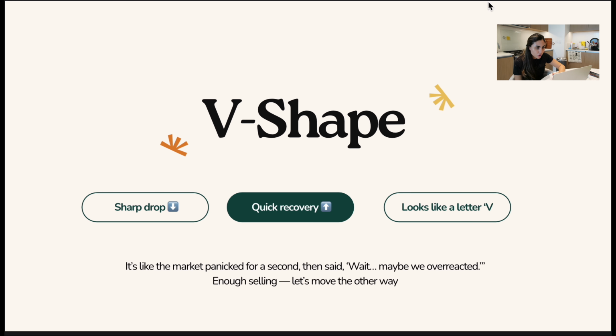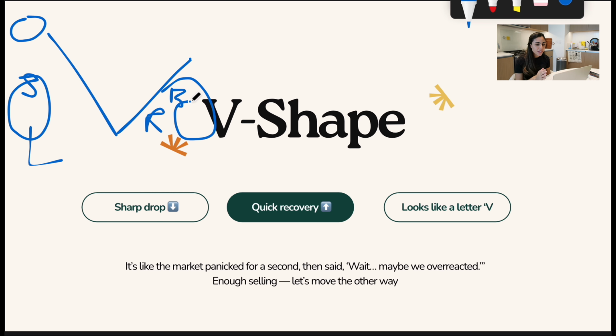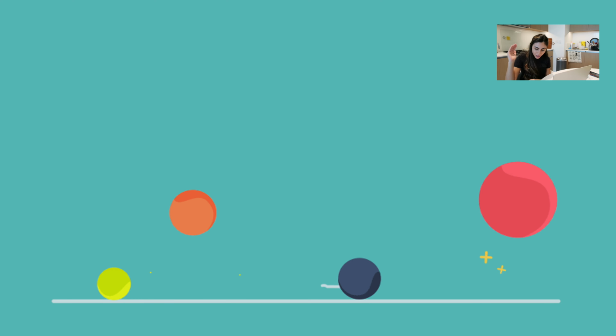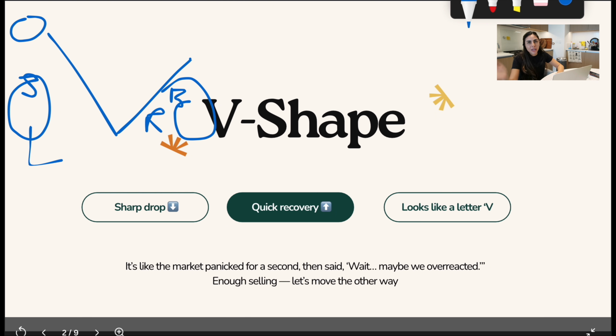So let me quickly just draw that out for you guys. The left side is the fall and the right side is the recovery. So let's say price was over here, it dropped and then it recovers and goes back up. This means that sellers were in control and then buyers suddenly stepped in and pushed the price right back up. In other words, you can think of this like a ball. Let's say you have a football or a bouncy ball and you're hitting the floor. The harder the ball drops, the faster it bounces back up. Same concept applies here. It drops and bounces back up fast.